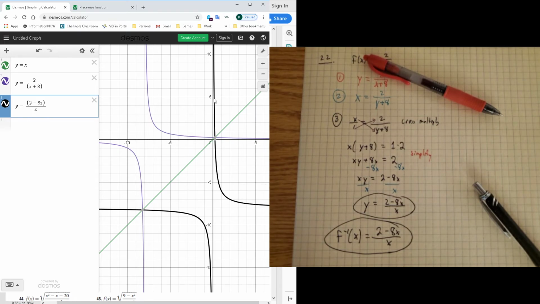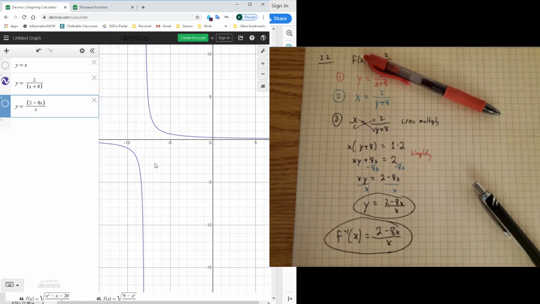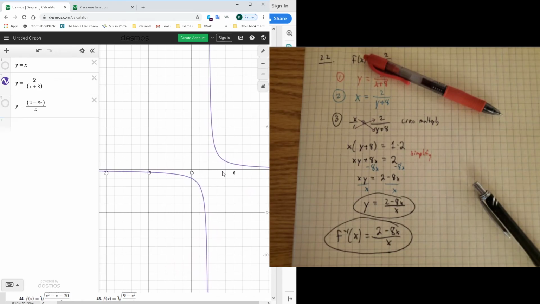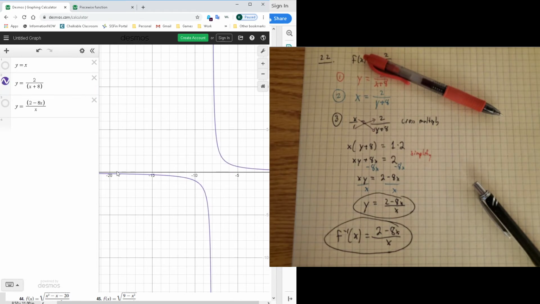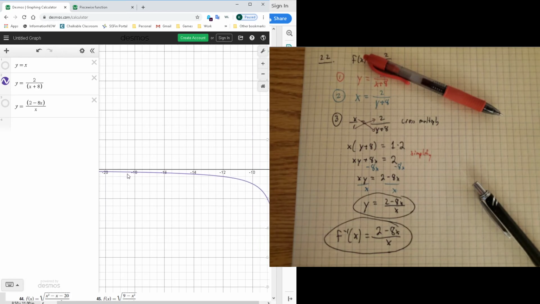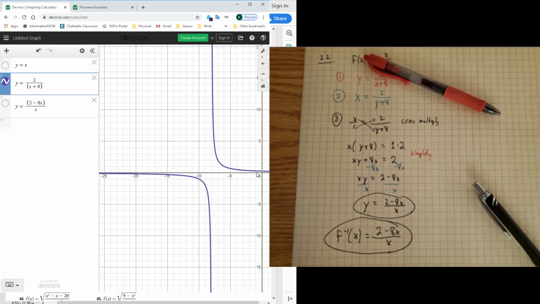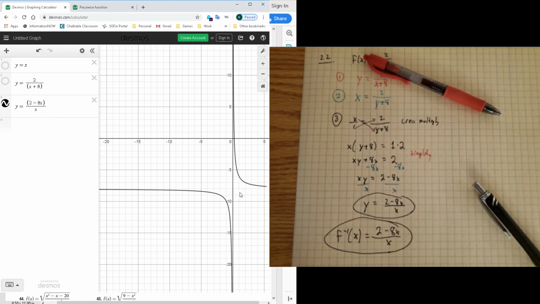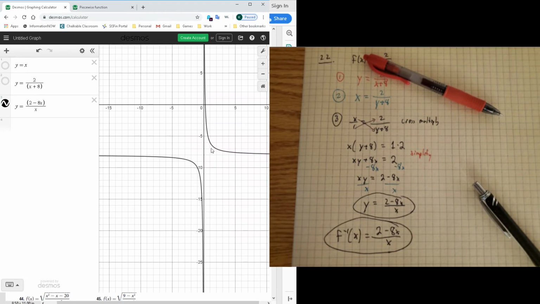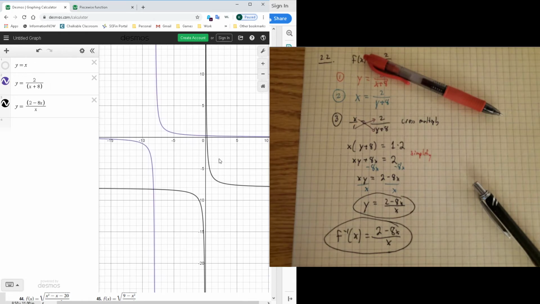And notice that the original function here in purple passes the horizontal line test, because while this one keeps going to the left, it always stays below the axis. And this one always stays above. So there's no crossover. There's no failing the horizontal line test. And our other one also passes the horizontal line test in a different place, but it does. And when you put them both together, these are very much reflected across this green line. And so these are inverses.